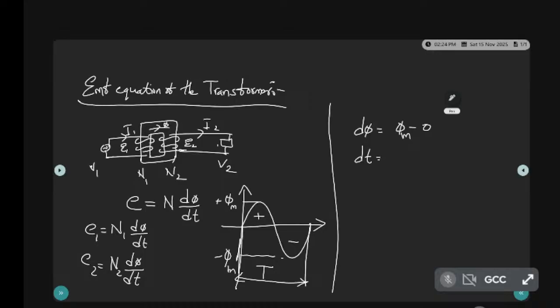Time period of a waveform. How can I define time period? This question will get you 2 marks.